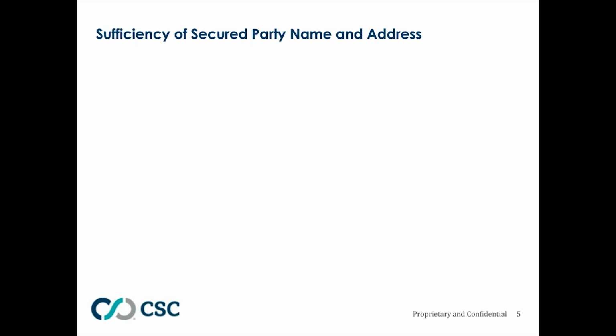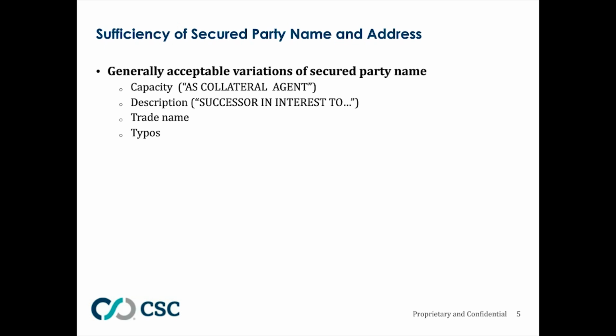So some of the secured party name variations that are acceptable, that would not be acceptable in a debtor name, are, for instance, an indication of capacity. So as agent or as trustee, something like this. That would work in a secured party name where it would not in a debtor name. Descriptive information indicating how the party's involved as a successor in interest or formerly known as, other types of things like that. As I said, it can be the name of a representative. It can also be a trade name for the secured party.